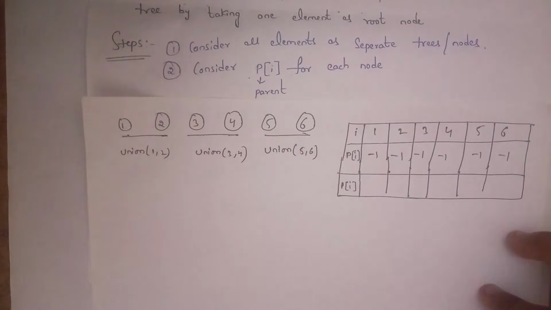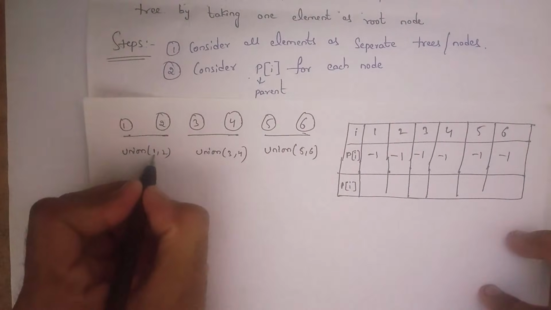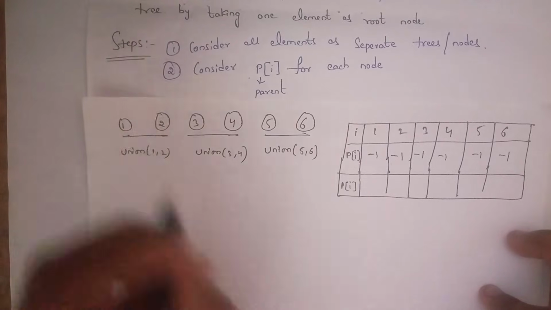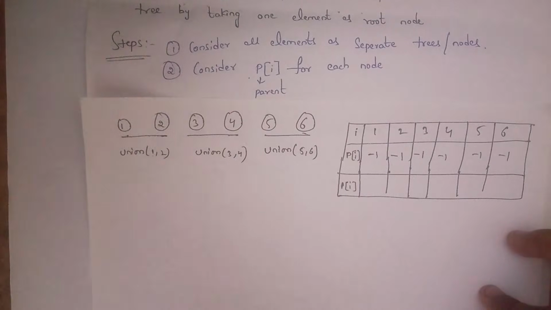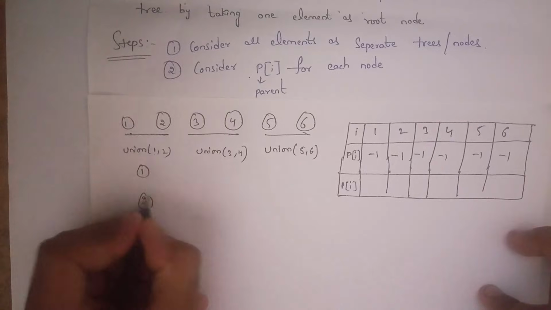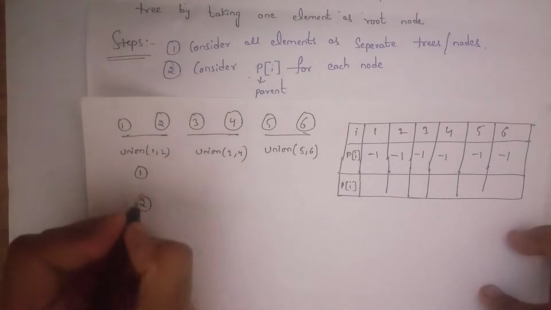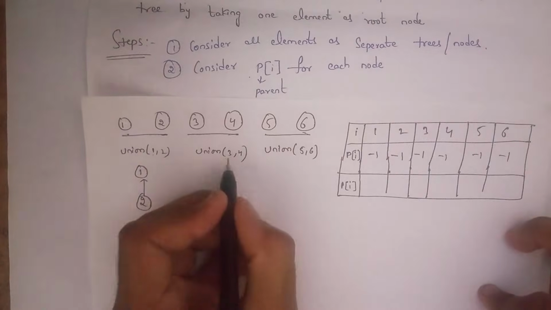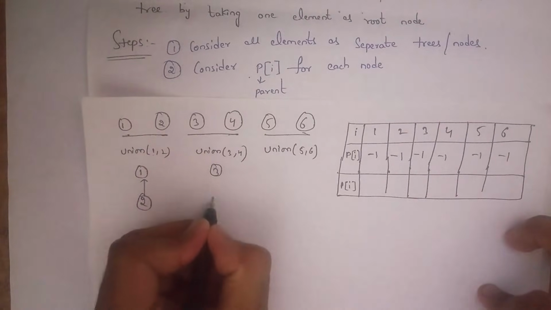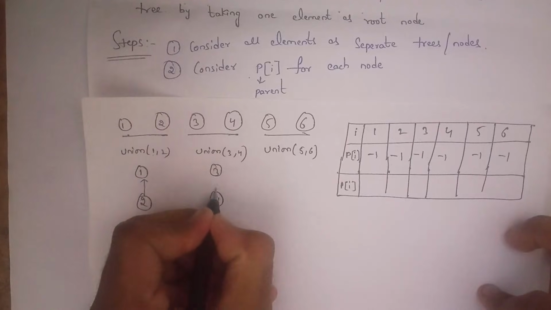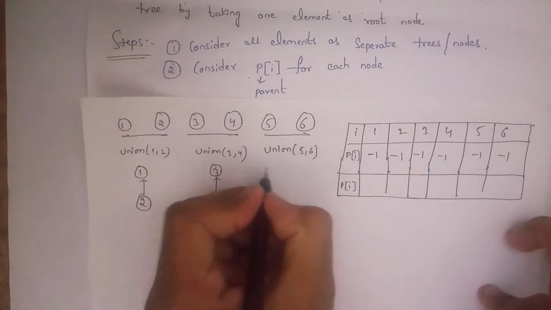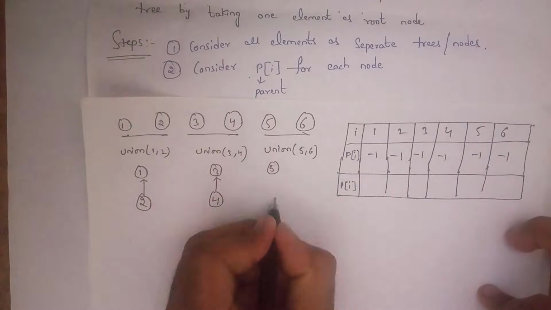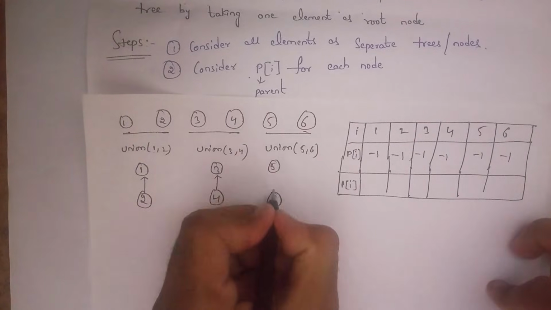Now we need to draw a tree by considering the first element as the parent node and the second element as the child node. So node 1 is the parent, 2 is the child node, connect these two and draw an arrow pointing upward to 1. Similarly, 3 is the parent node and 4 is the child node, with an arrow pointing upward. And similarly, 5 is the parent node and 6 is the child node, and 6's parent is 5.